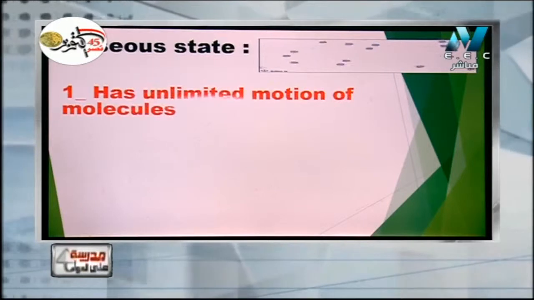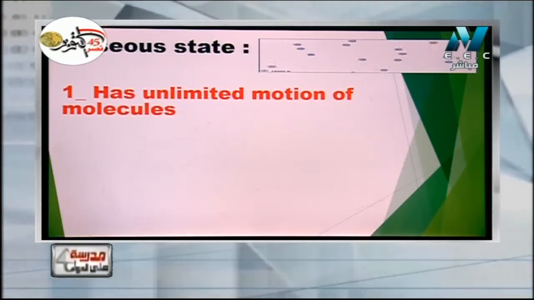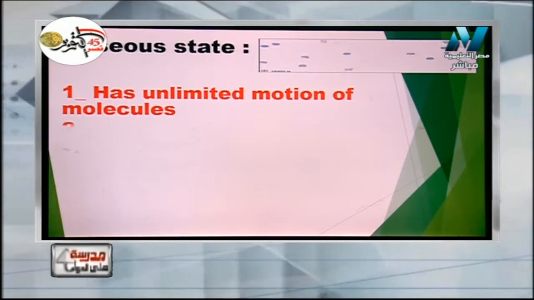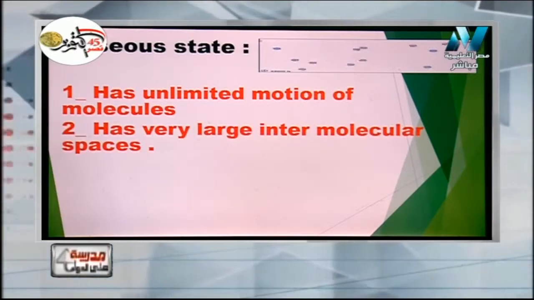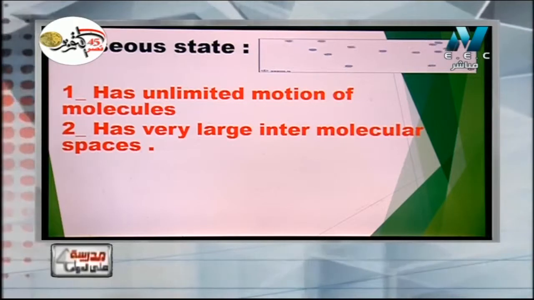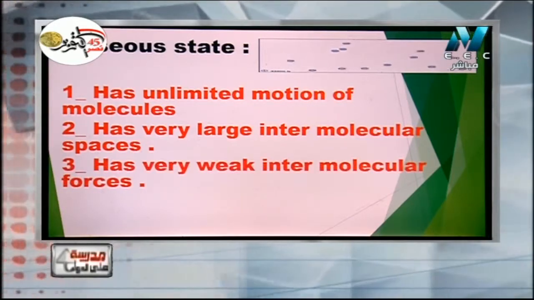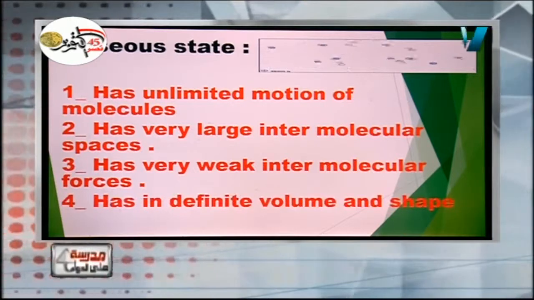If you put some water in a plate and put it in the freezer, when it becomes ice, you will notice that its shape is the shape of the plate. And if you change the container of water, the shape of water changes. Gaseous state, as you see, this is the motion, very high motion, unlimited motion of molecules, very large intermolecular spaces, very weak intermolecular forces, and also indefinite volume and indefinite shape.